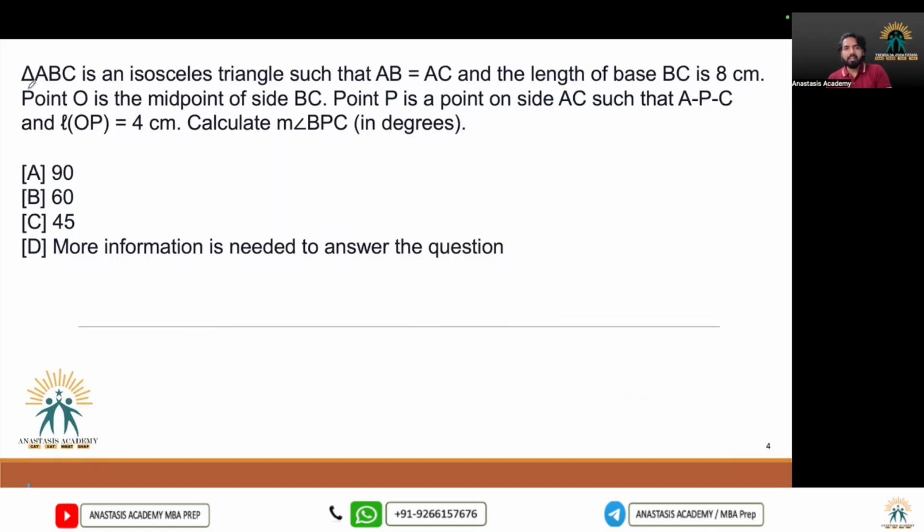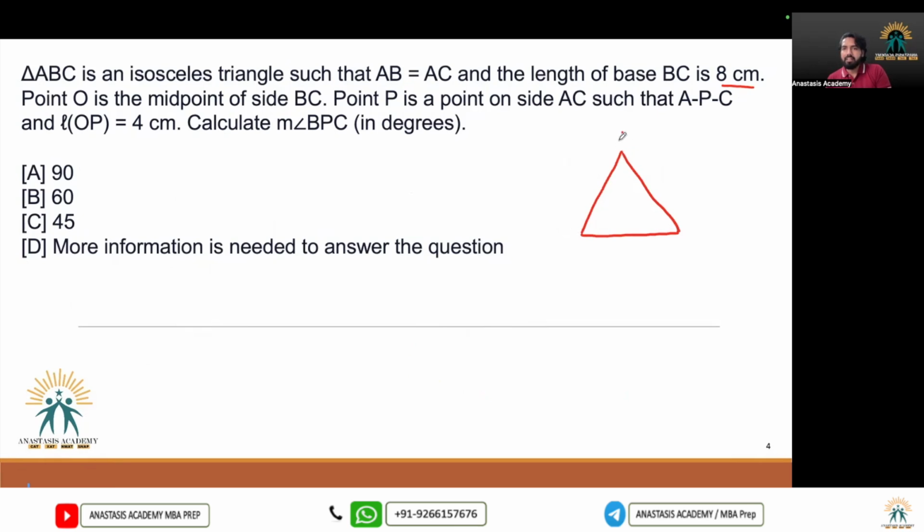The question says, triangle ABC is an isosceles triangle such that AB is equal to AC and the length of base BC is 8 centimeters. Okay, so let's just draw the triangle first. It's an isosceles triangle, right, with AB equal to AC.